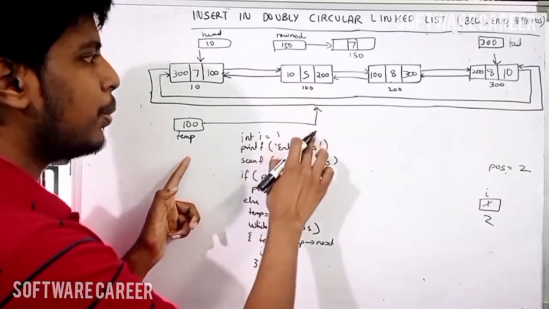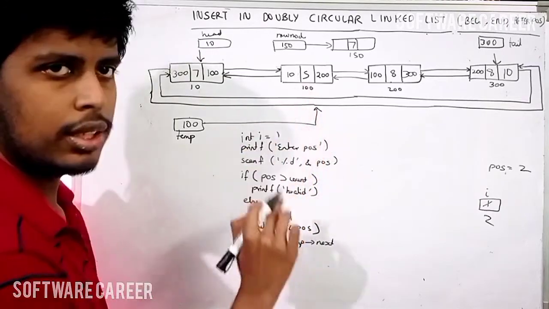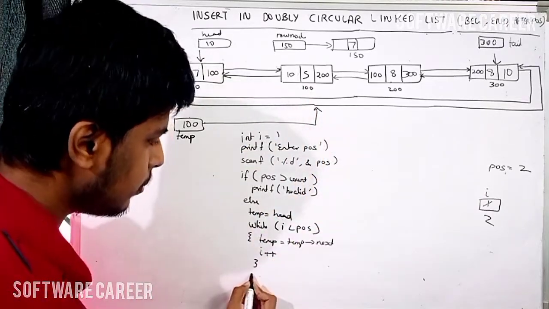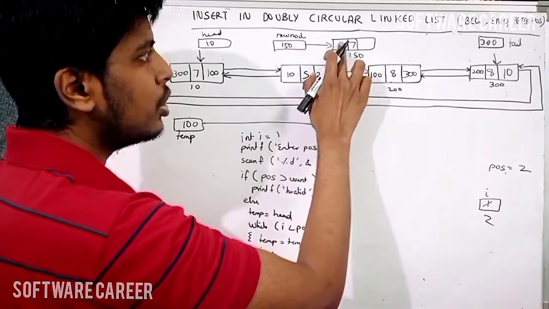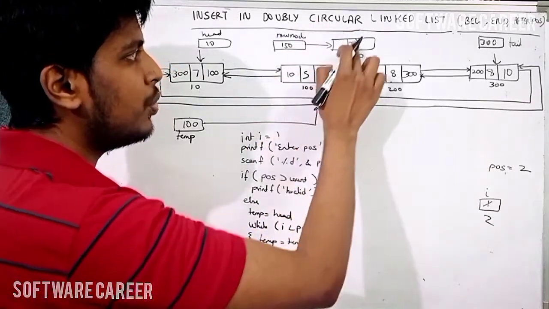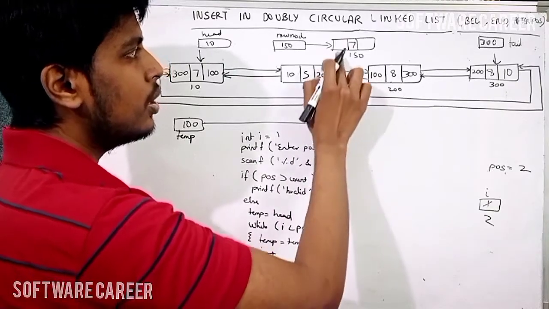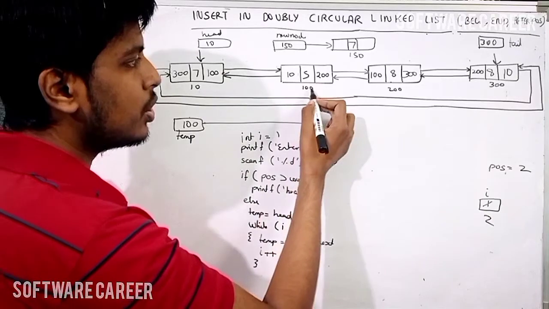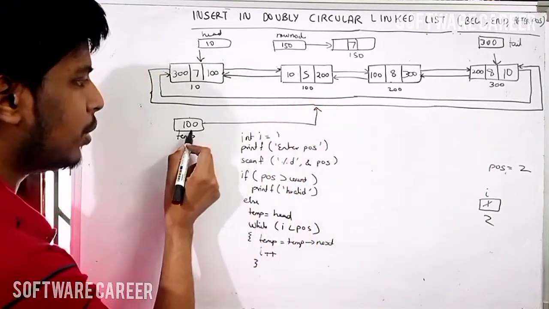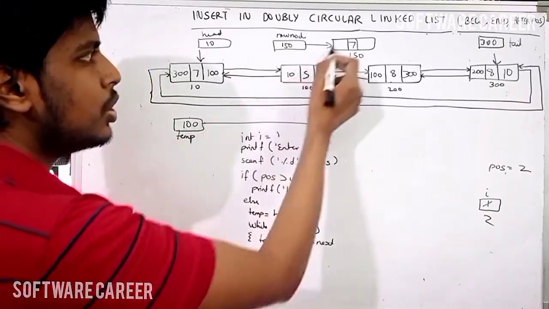Now see, the temp pointer is pointing to this node, address 100. Now what to do? See, now this is the previous pointer of the new node. In this previous pointer I should store the address of the previous node. If you put it in between these two nodes, then the previous node will be this node. So the address of this node is 100. 100 you can get from temp. So 100 I should store here.